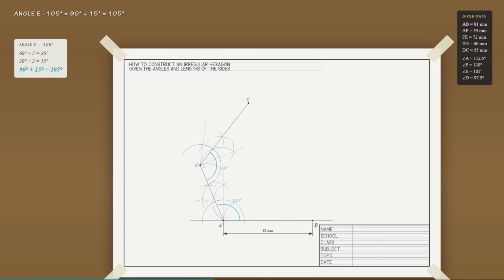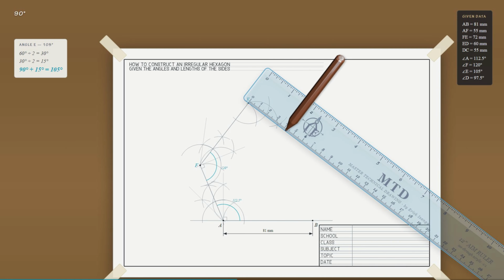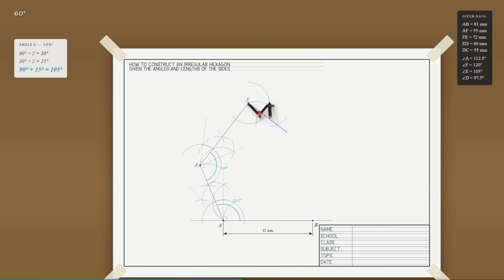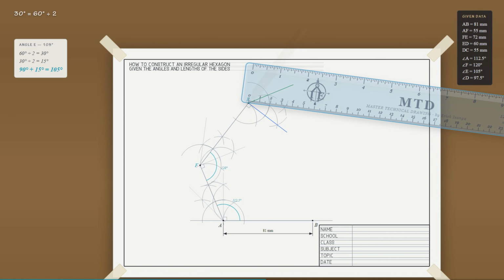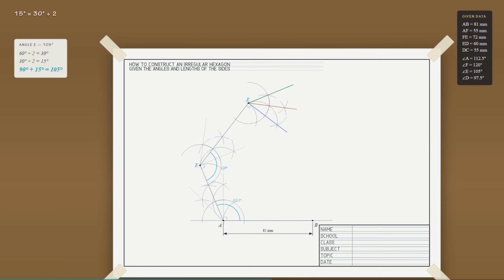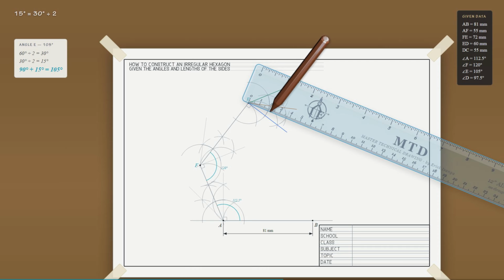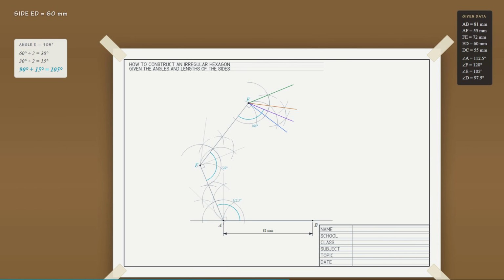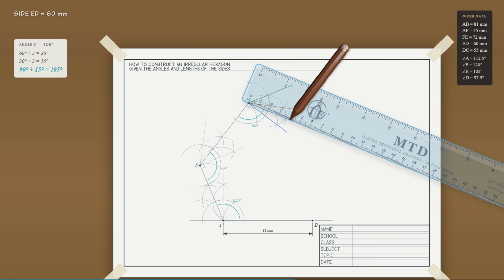At E, the required angle is 105 degrees, which is 90 plus 15. We erect the perpendicular at E. We step off 60 degrees. We bisect the 60 to obtain 30 degrees. We bisect again to obtain 15. Added to 90, this gives the direction ED. We set off ED 60 millimeters and mark D.